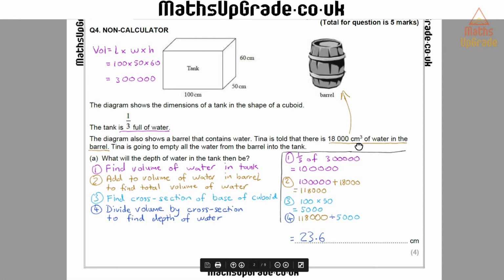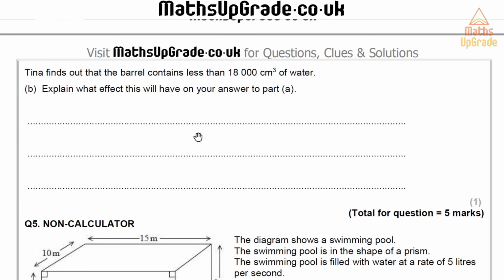So that entire question was 4 marks. Now for part B. Tina finds out that the barrel contains less than 18,000 centimeters cubed of water. So she says that the barrel's got slightly less water than that. Okay, what effect will that have on the answer on part A?